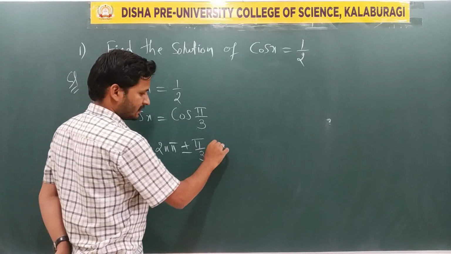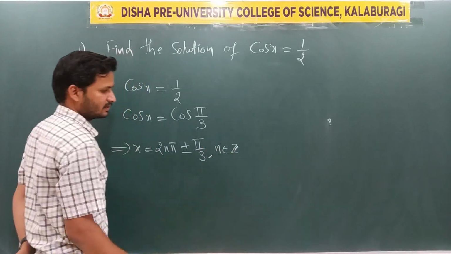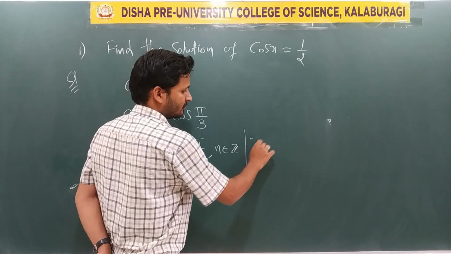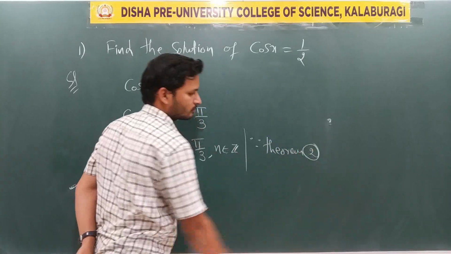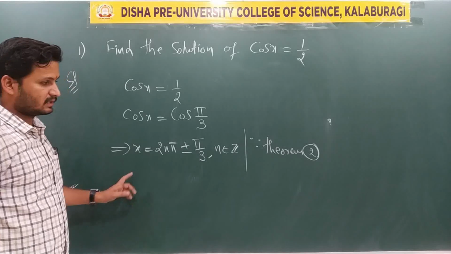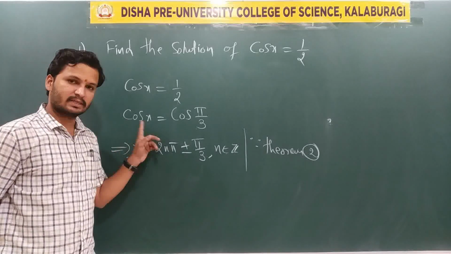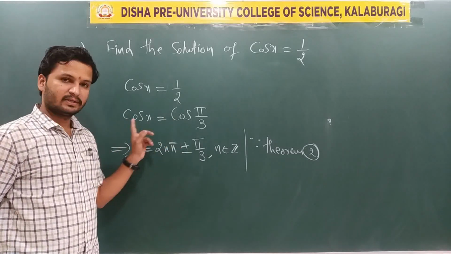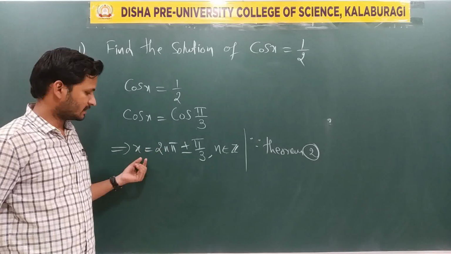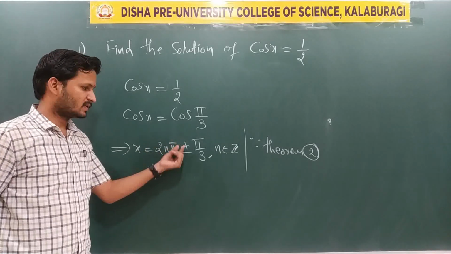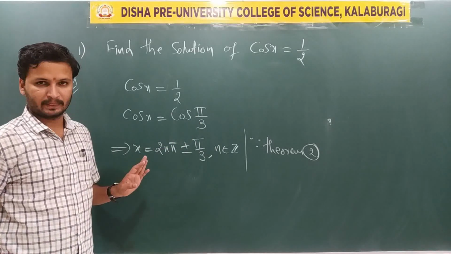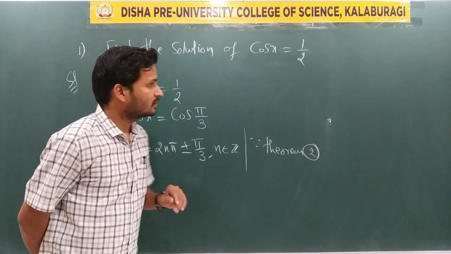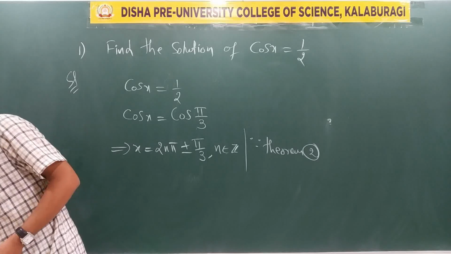Here n belongs to the set of integers, by theorem number 2. Theorem number 2 is: if cos x is equal to cos y, then x is equal to 2n pi plus or minus y. Here y is pi by 3.